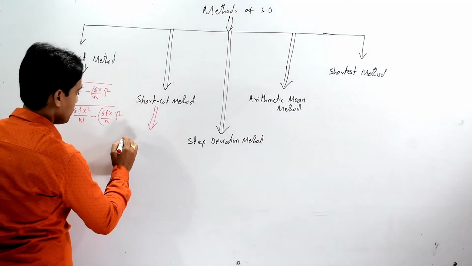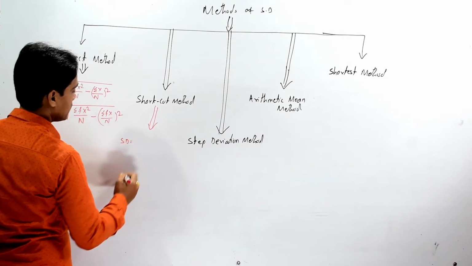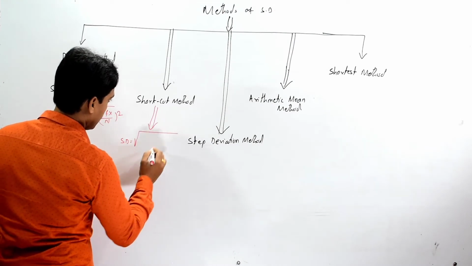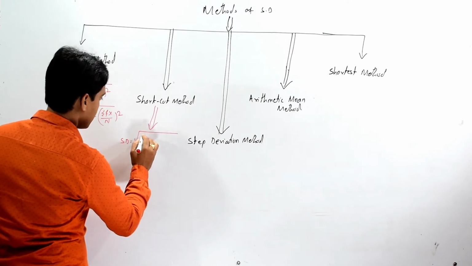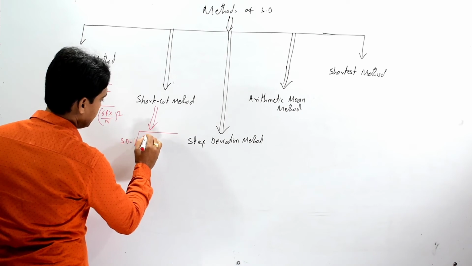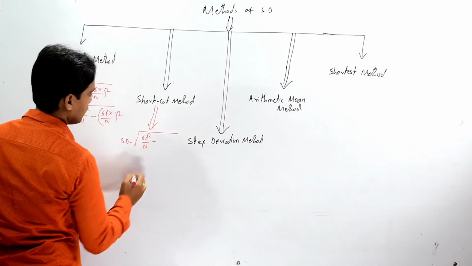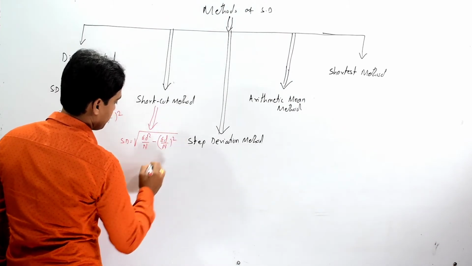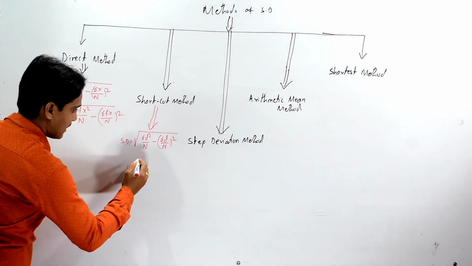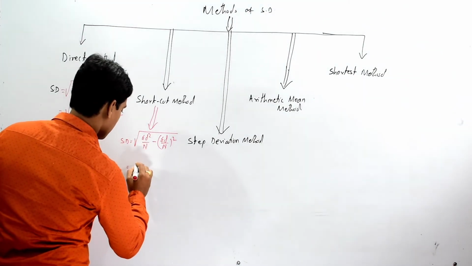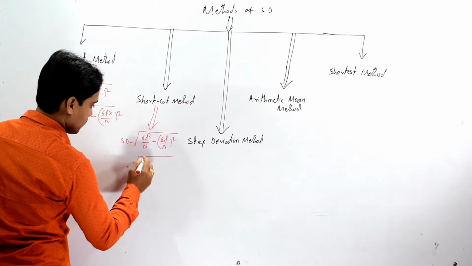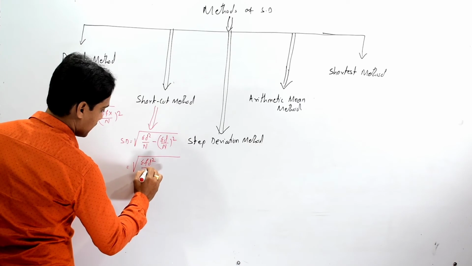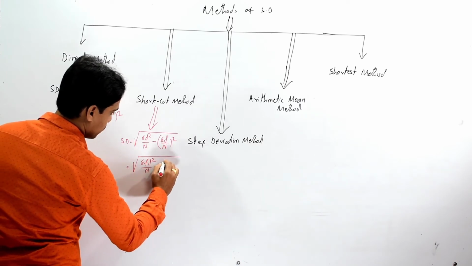In case of the shortcut method, we use the deviations taken from the assumed mean, that is standard deviation equals whole root of summation d square by n minus whole square of summation d by n. And in case of discrete and continuous series, we multiply the frequencies with the deviations, that is summation f d square by n minus whole square of summation f d by n.